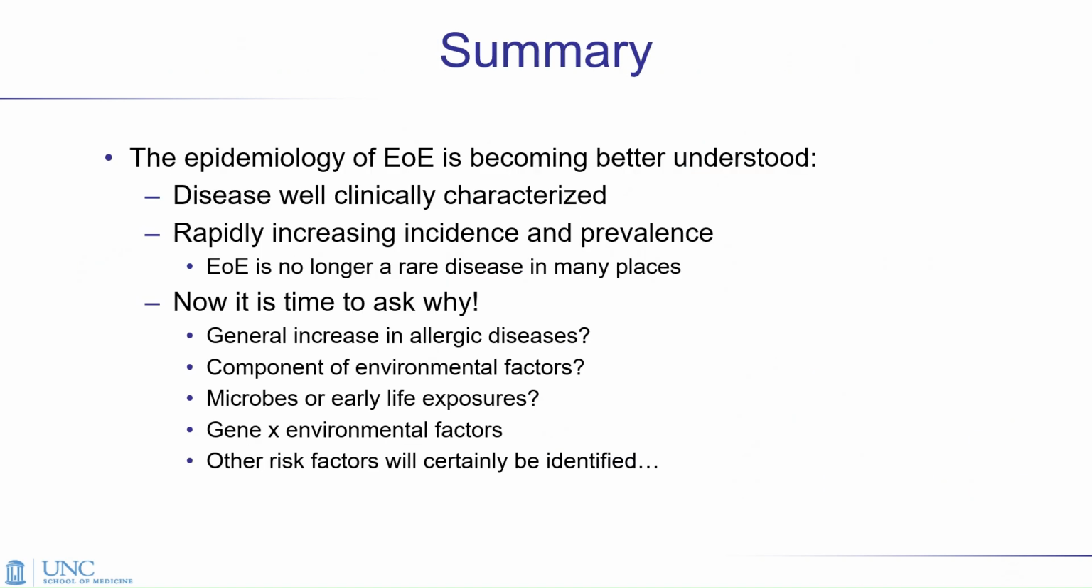So to summarize, I would just say that we've talked about epidemiology in general, and I hope I've shown you that the epidemiology of EoE is becoming better understood. Right now, the disease is really well characterized from the clinical standpoint, and we know the patterns of disease. We know that EoE is rising rapidly, both in incidence, the new cases, and in prevalence, the total number of cases. In many places, EoE is no longer a rare disease. That's certainly the case in US and Australia and Western Europe and parts of South America.